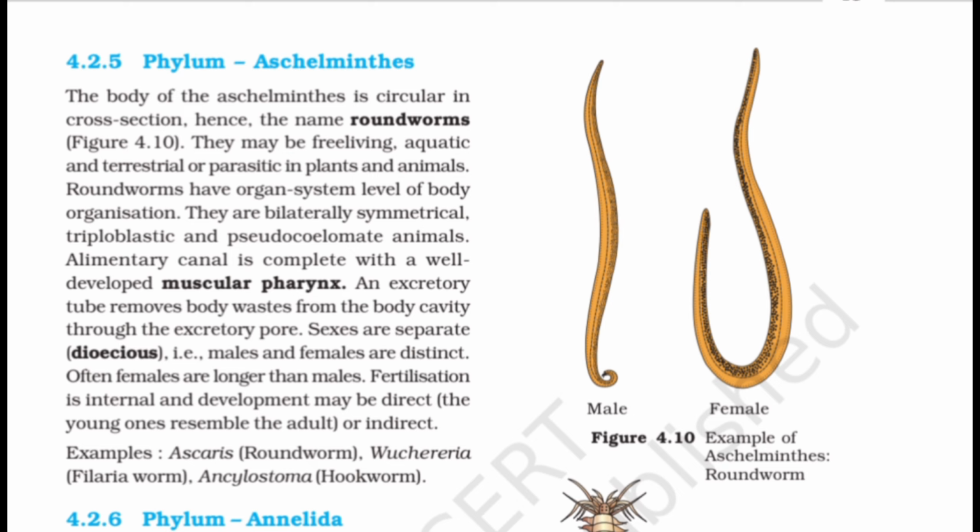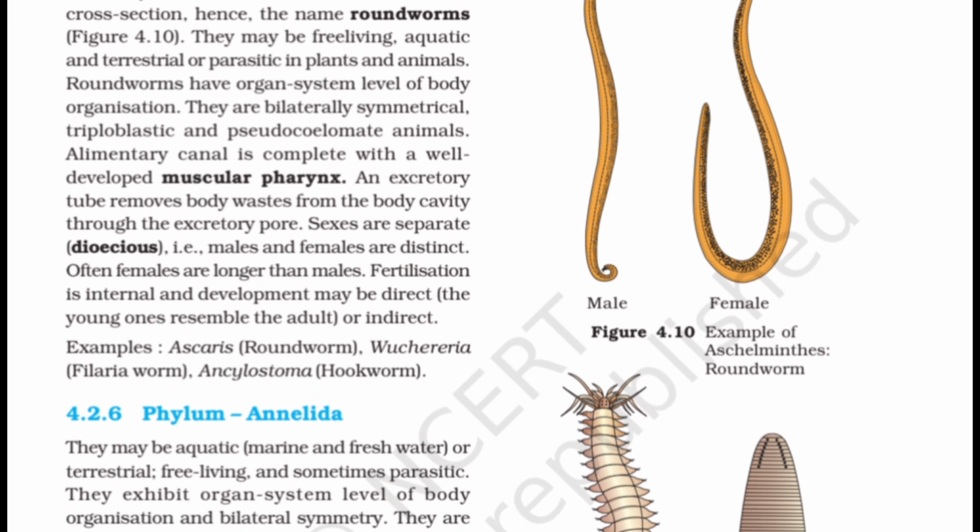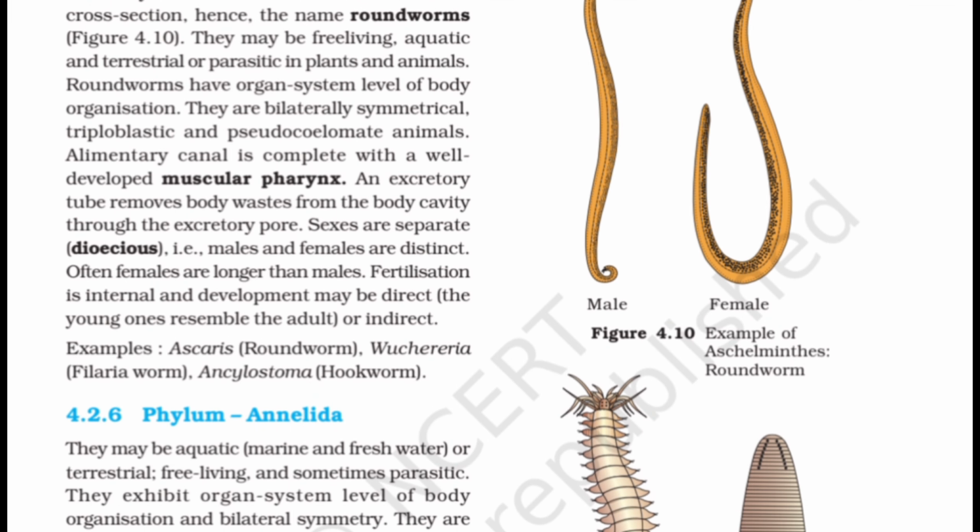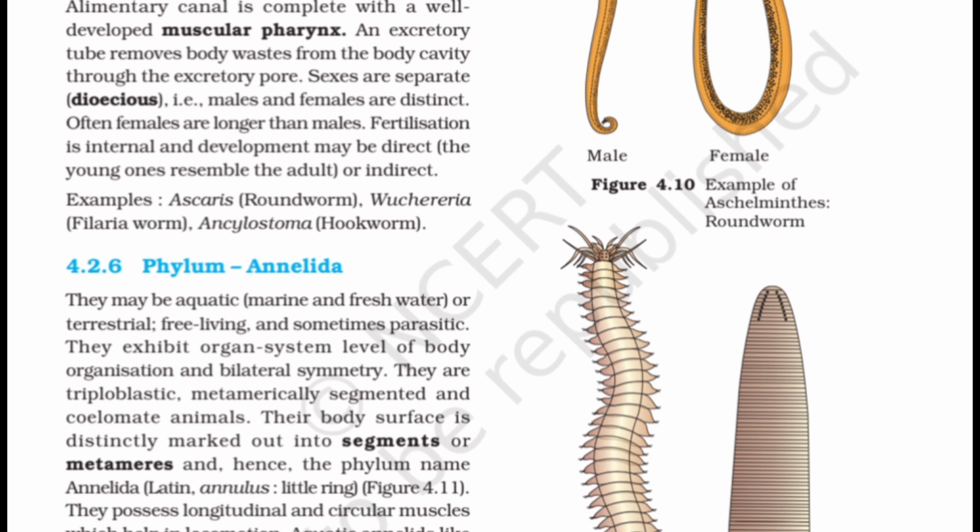Fertilization is internal and development may be direct, where the young one resembles the adult, or indirect. Example: Ascaris roundworm, Wuchereria filarial worm, and Ancylostoma hookworm.